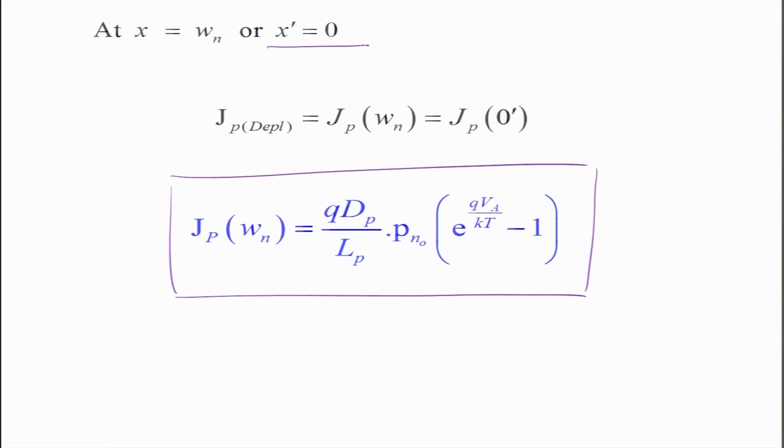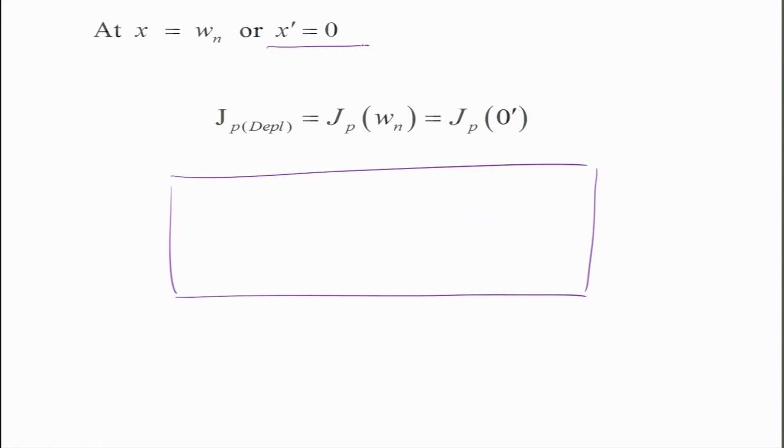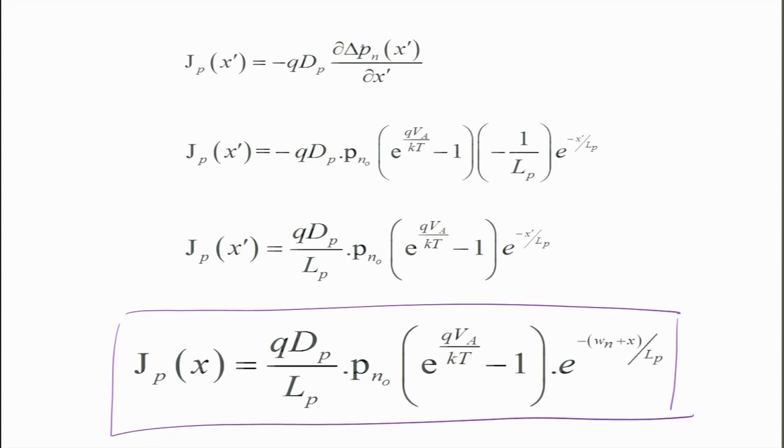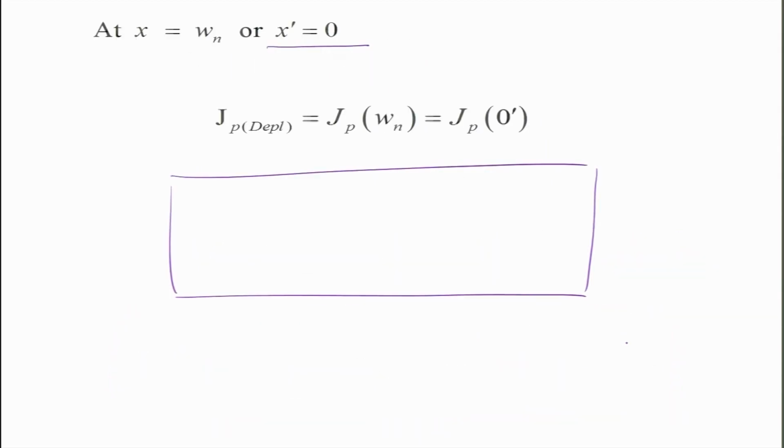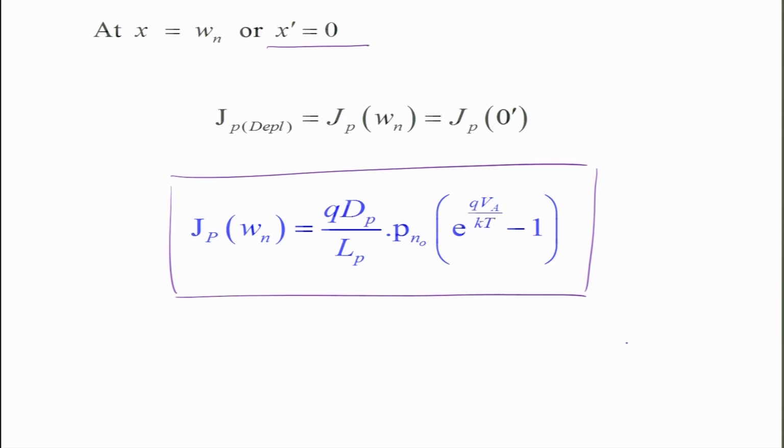When you take x prime equal to 0, hang on, there should be one minor mistake here, it should be minus Wn, because you are starting from x. We are saying that x prime is equal to 0 at x equal to Wn, so x prime will be x minus Wn. So when you take x as Wn, that exponential factor becomes 0 at the edge of the depletion region. So we get Jp at Wn equal to q Dp by Lp into Pn naught into exponential of qVa by kT minus 1.